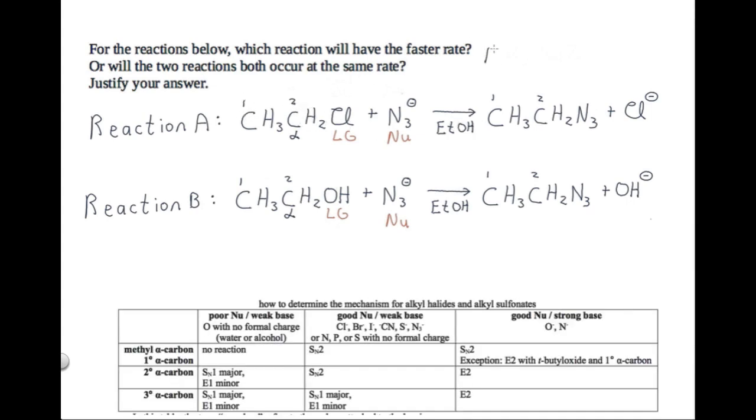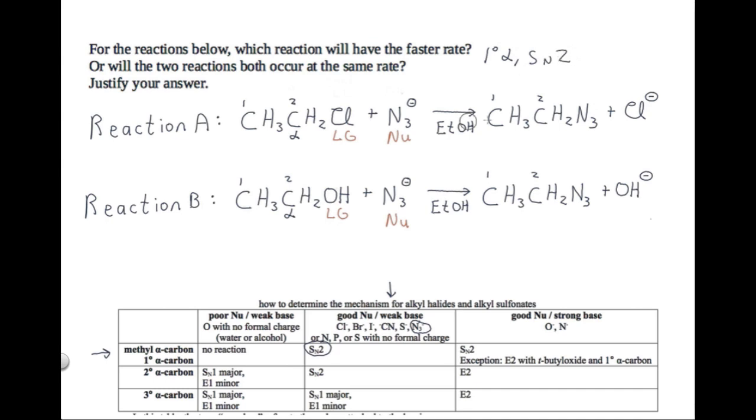Carbon 2 is a primary alpha carbon, which puts us in the top row of the table. Our nucleophile is N3-, which puts us in the middle column of the table. Notice that N3- is a special nucleophile which is different from an ordinary N-. So the table predicts an SN2 mechanism. Write down the name of the mechanism.